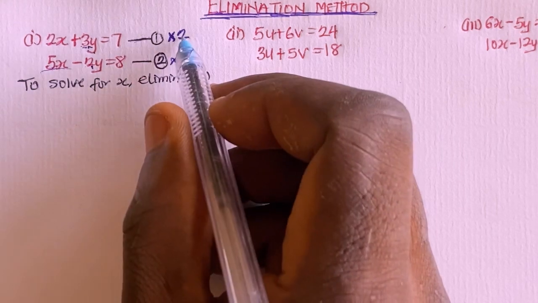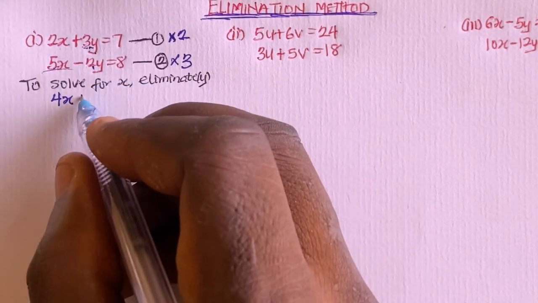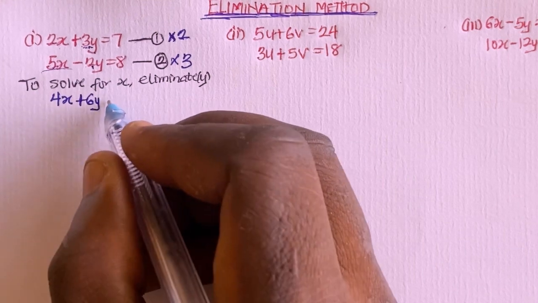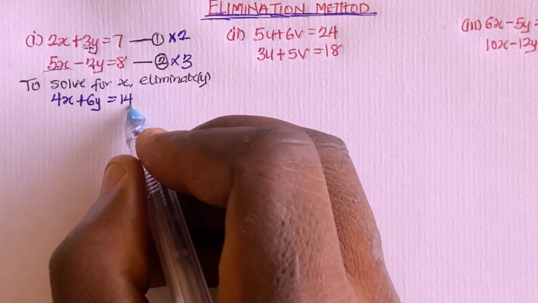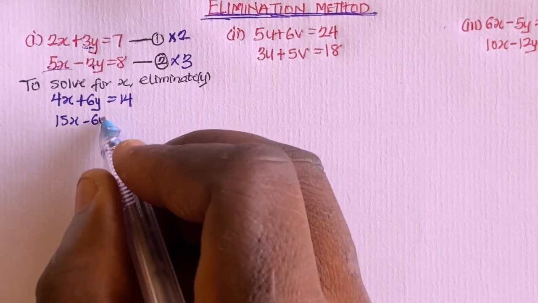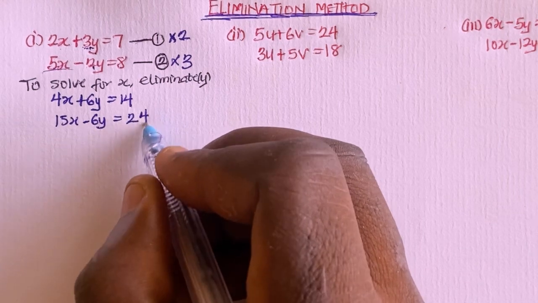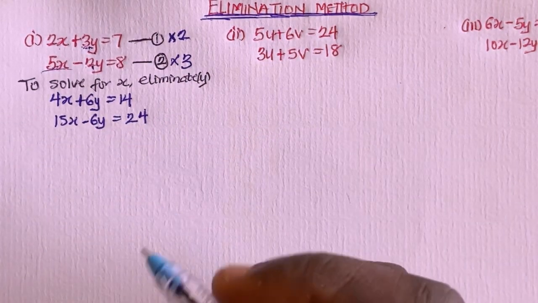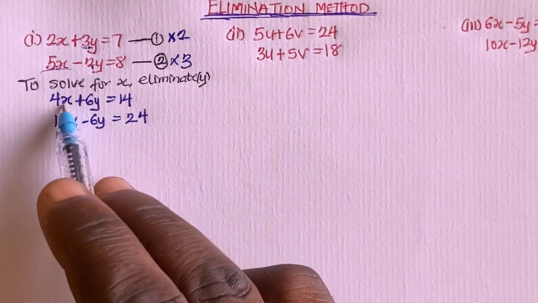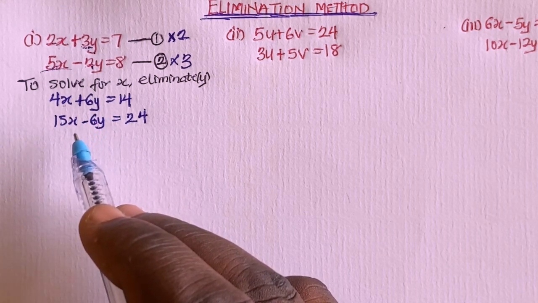Now, 2 multiplied by 2 is 4x, 2 multiplied by 6 is plus 6y, equals 14. Then the second one is 15x minus 6y equals 24. If you look at this very well now, the coefficient of y is balanced.